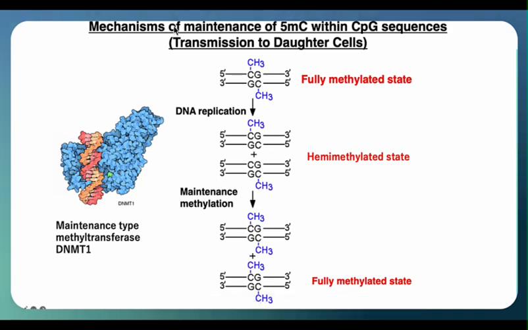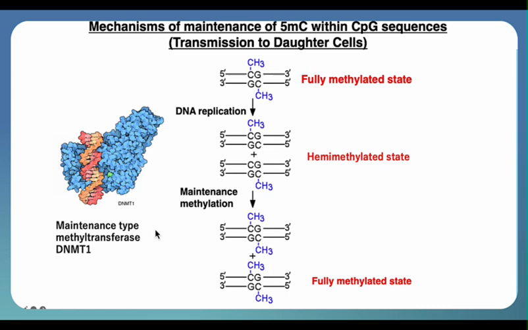I will explain the mechanism by which methylated cytosines within CpG are newly maintained, even after DNA replication. Before DNA replication begins, both strands of the CpG sequence are methylated. This state is called the fully methylated state. When DNA strand replication occurs, the methylation of CpG on the old strand remains intact, but there is no methylation on the CpG of the newly synthesized strand. This state is called hemimethylation.